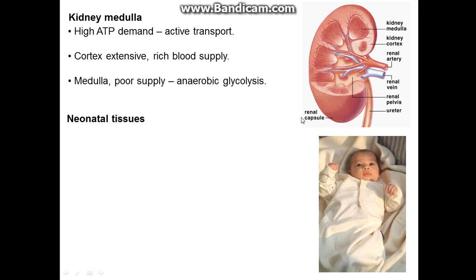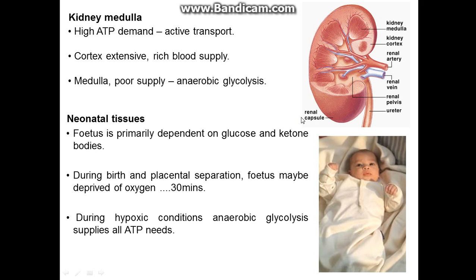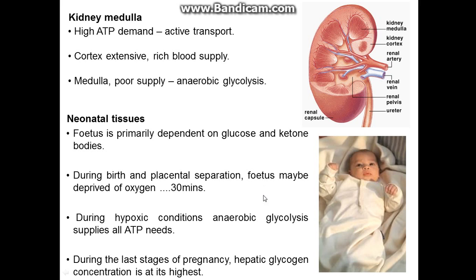An interesting one is neonatal tissues. Neonates, generally they're dependent on glucose and ketone bodies in pregnancy. However, during birth and placental separation they can be hypoxic for like 30 minutes, which is a very long time. Normally you want to keep hypoxia under 1 to 2 minutes. So for 30 minutes to survive that is an incredible feat. During these hypoxic conditions, anaerobic glycolysis supplies all of their ATP needs, so they manage to run purely on anaerobic glycolysis for that time.